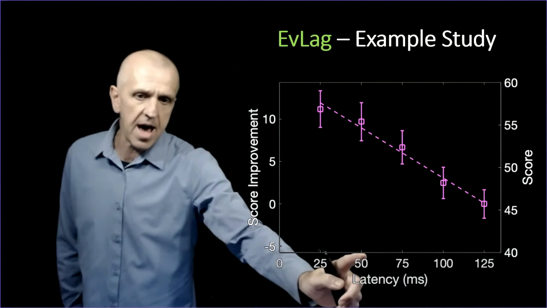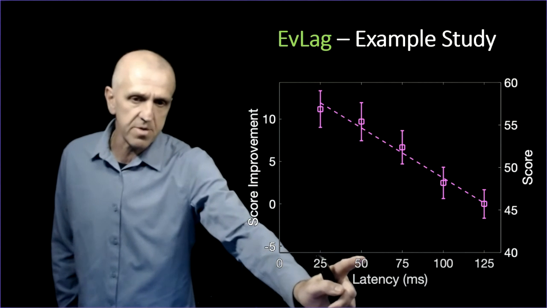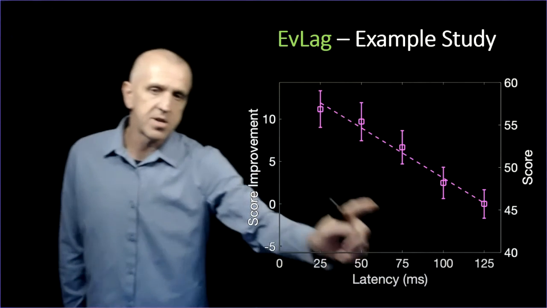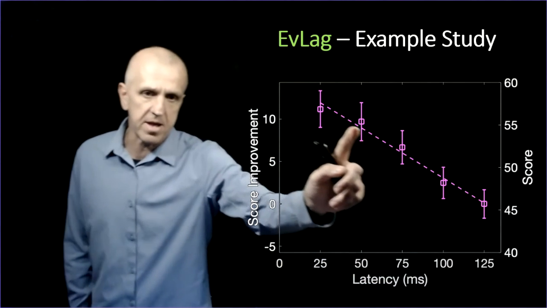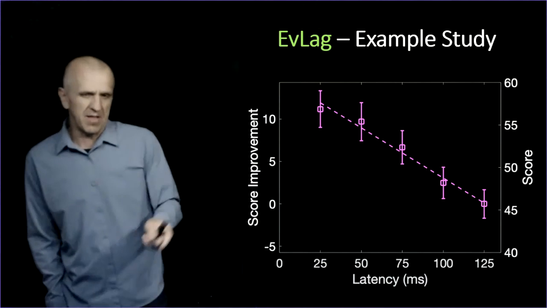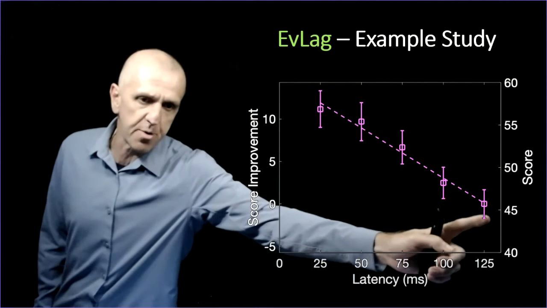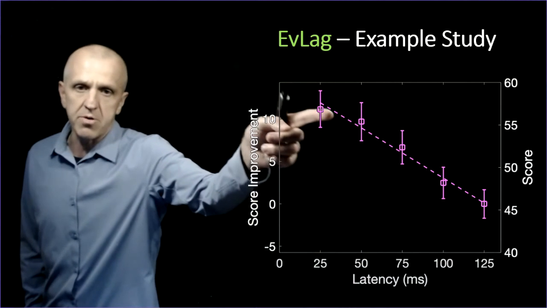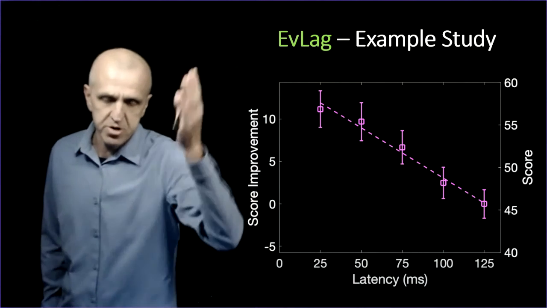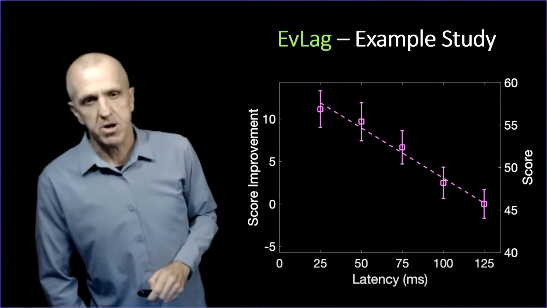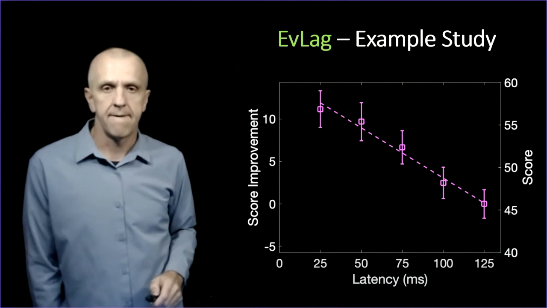Then this is adding 25 milliseconds of latency with EvLag, 50 and so on. So we're adding latency with EvLag so that it's getting more lagged. And this is what's happening. The score is degrading, with a reasonable linear fit. And on this axis is improvement. So if you had this 125 millisecond system, and you're a competitive gamer and you upgraded to a newer system at 25 milliseconds, your score would improve by 10%. And that might be a significant improvement if you care about your Counter-Strike score.